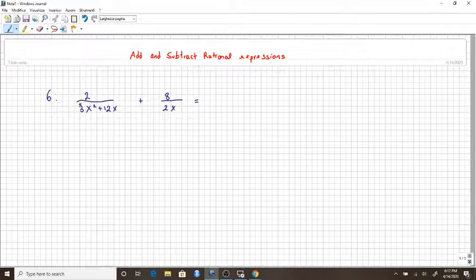So let's factor out this 3x squared plus 12x. How are we going to factor this? Well, notice that there is a common factor between 3x squared and 12x, which is 3x, and then if you open parentheses, you end up with x plus 4. So I'm going to rewrite it this way, and then here I have 8 divided by 2x. Once I factor this, let's try to make the two denominators equal to each other.